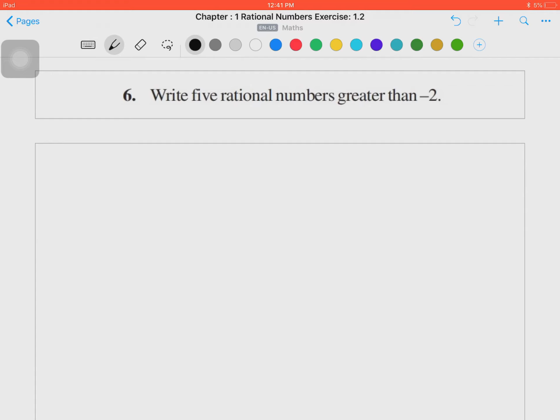Question number 6 is write 5 rational number greater than -2. So it's similar to the question number 3. There you have to write 5 rational number which are smaller than 2. Here you have to write 5 rational number which are greater than -2. So you can choose any number which are greater than -2. So they can be -1, 0, 1, 2, 3 and so on till infinity.